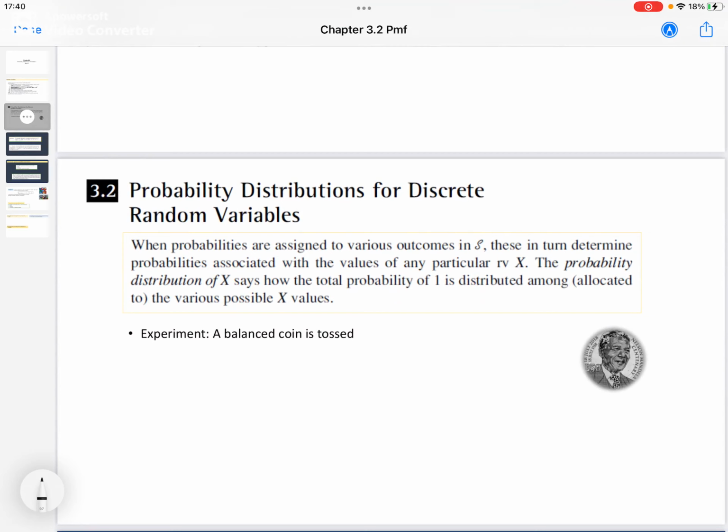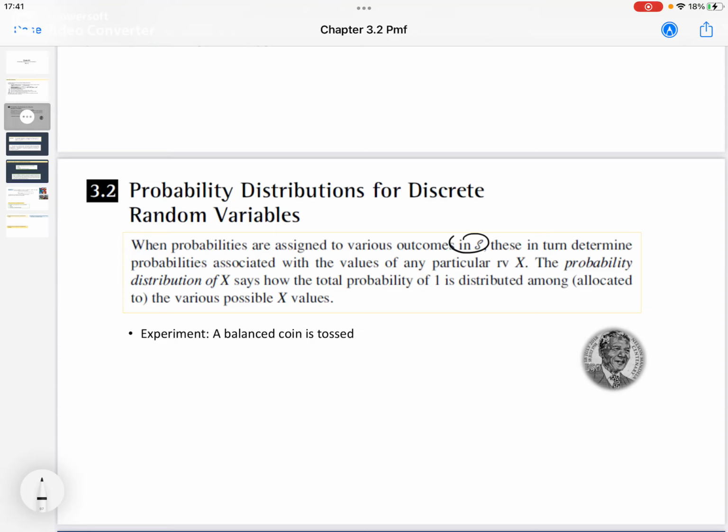Alright, so section 3.2 starts off with describing what a probability distribution is. It says when probabilities are assigned to various outcomes in your sample space, then these in turn determine probabilities associated with the values of any particular random variable x. The probability distribution of x says how the total probability of 1 is distributed, or allocated, to the various possible x values.